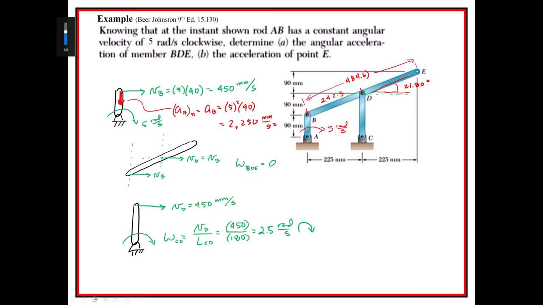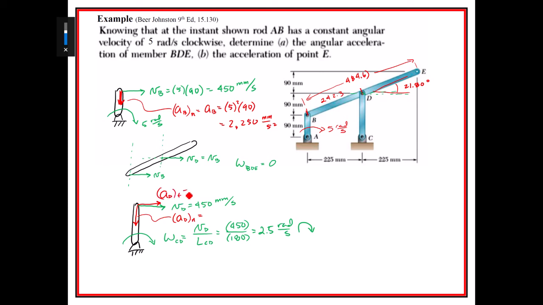We can also find the acceleration, but only the normal acceleration. Here's an important thing. We have to think our way through this: the acceleration at D is not going to be only the normal acceleration. There's also going to be a tangential one, which we don't know. We'll put that there.